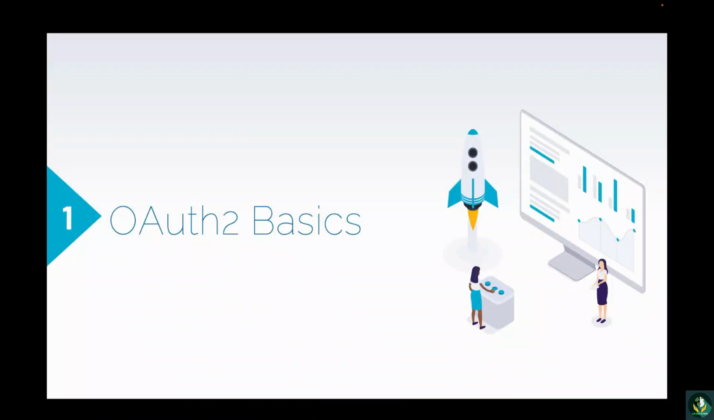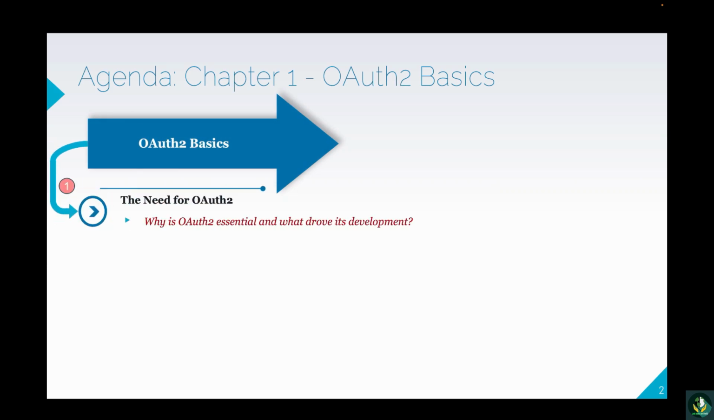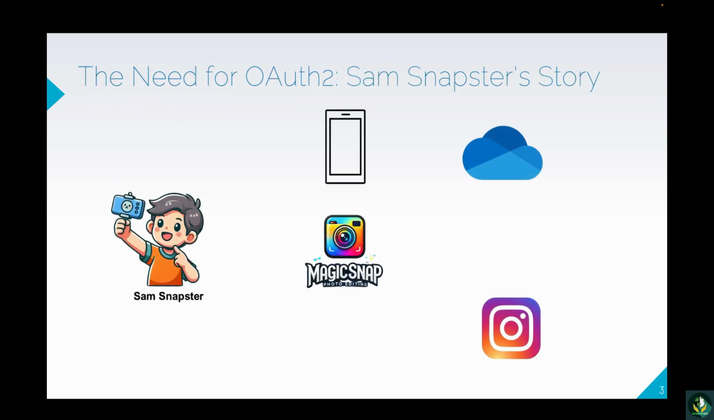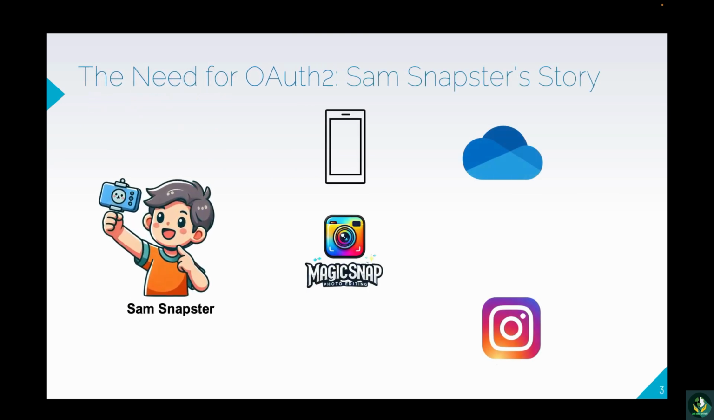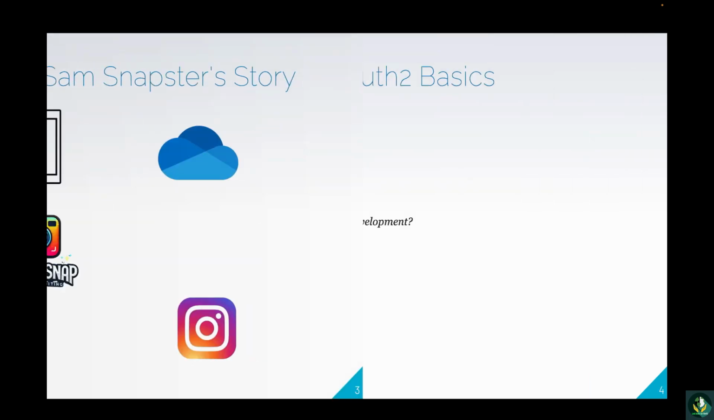In this chapter, we are going to explore the basics of OAuth 2. We'll start by discussing why OAuth 2 was created and why it is crucial for secure data sharing. We will uncover this need through an engaging story about Sam Snapster, a friendly guy who loves taking selfies and sharing them on Instagram with his followers.